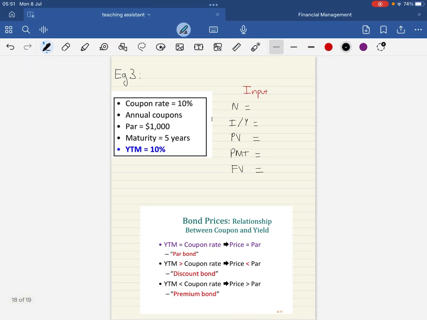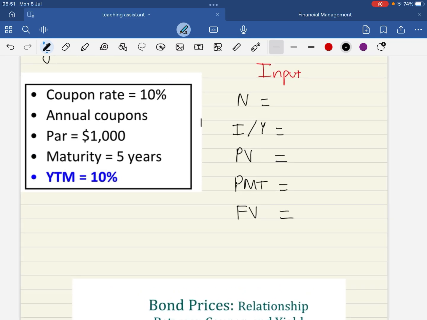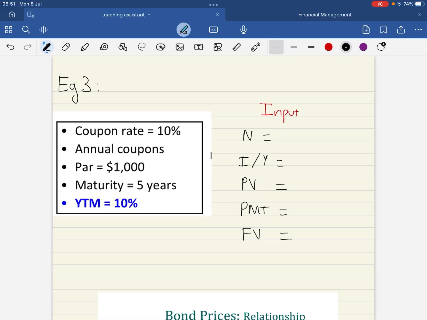So we move to the next example now. Example number 3. It's a similar concept. The coupon rate is 10%. The par is also 1,000. The maturity is 5 years. And the YTM now is equal to the coupon rate, which is 10%. This is a very special case. Why do I say it's a special case? Let's try to write the input first.